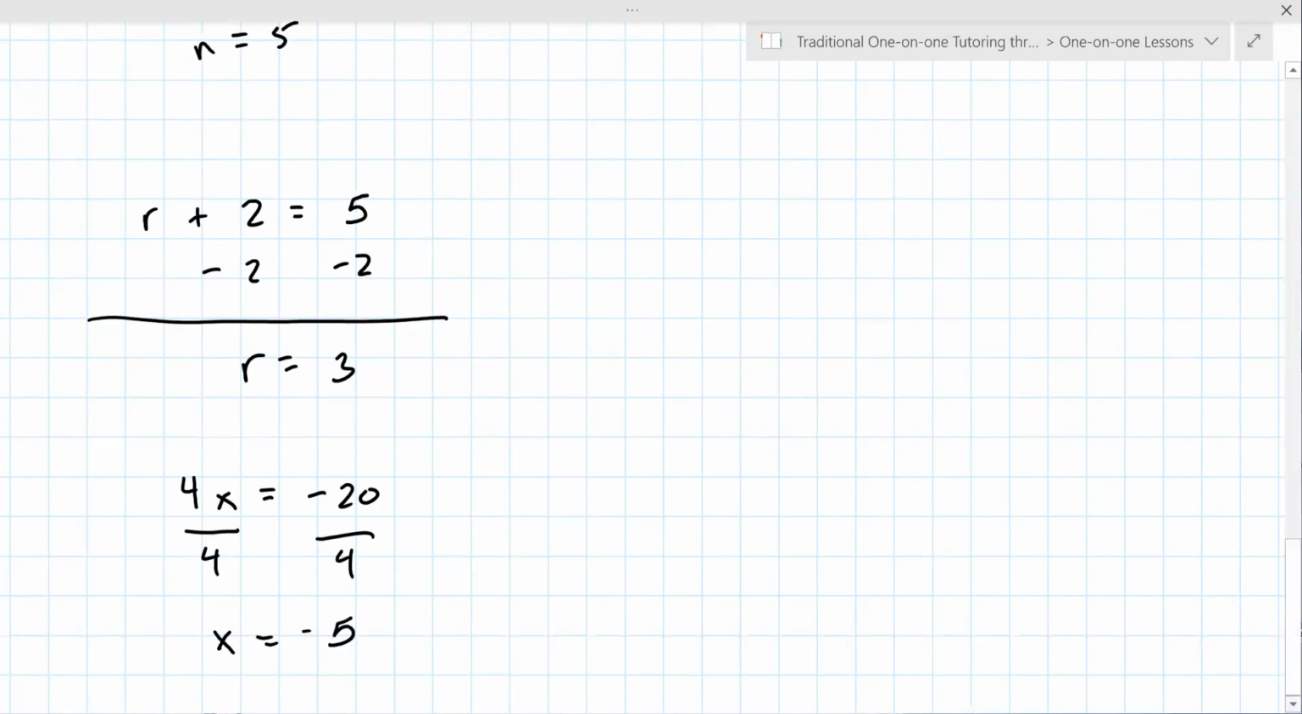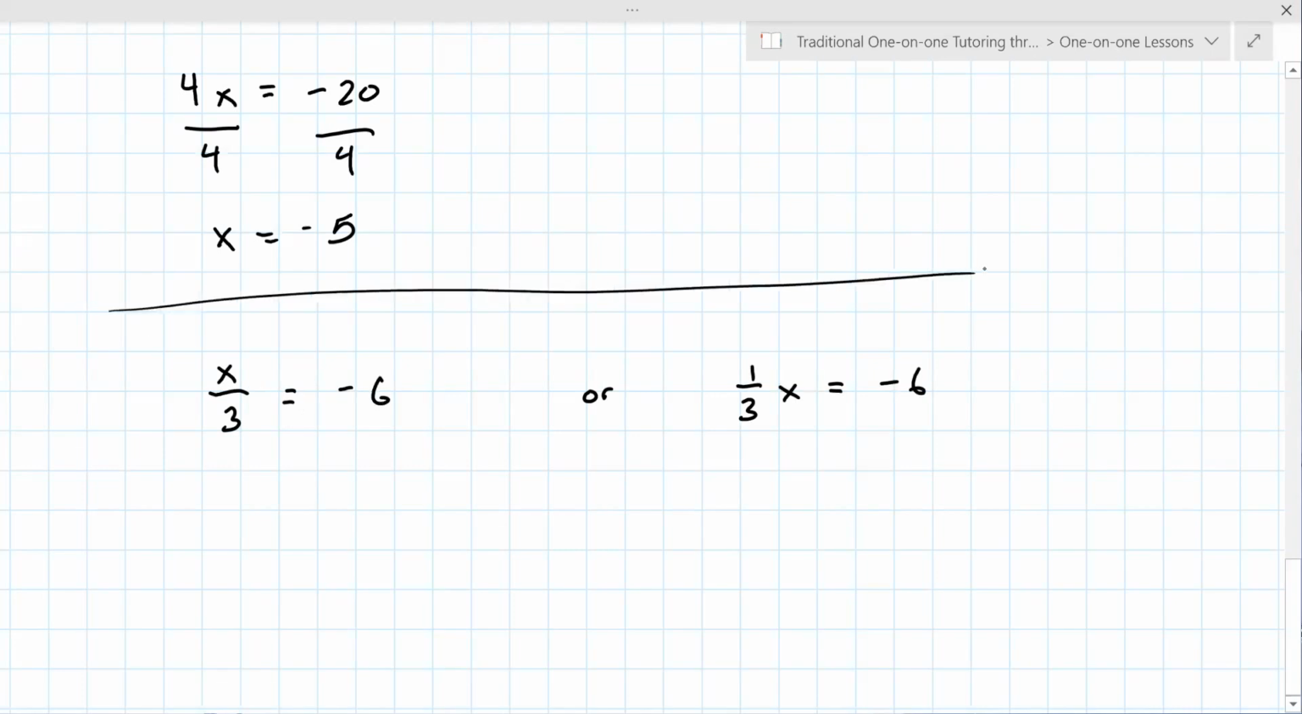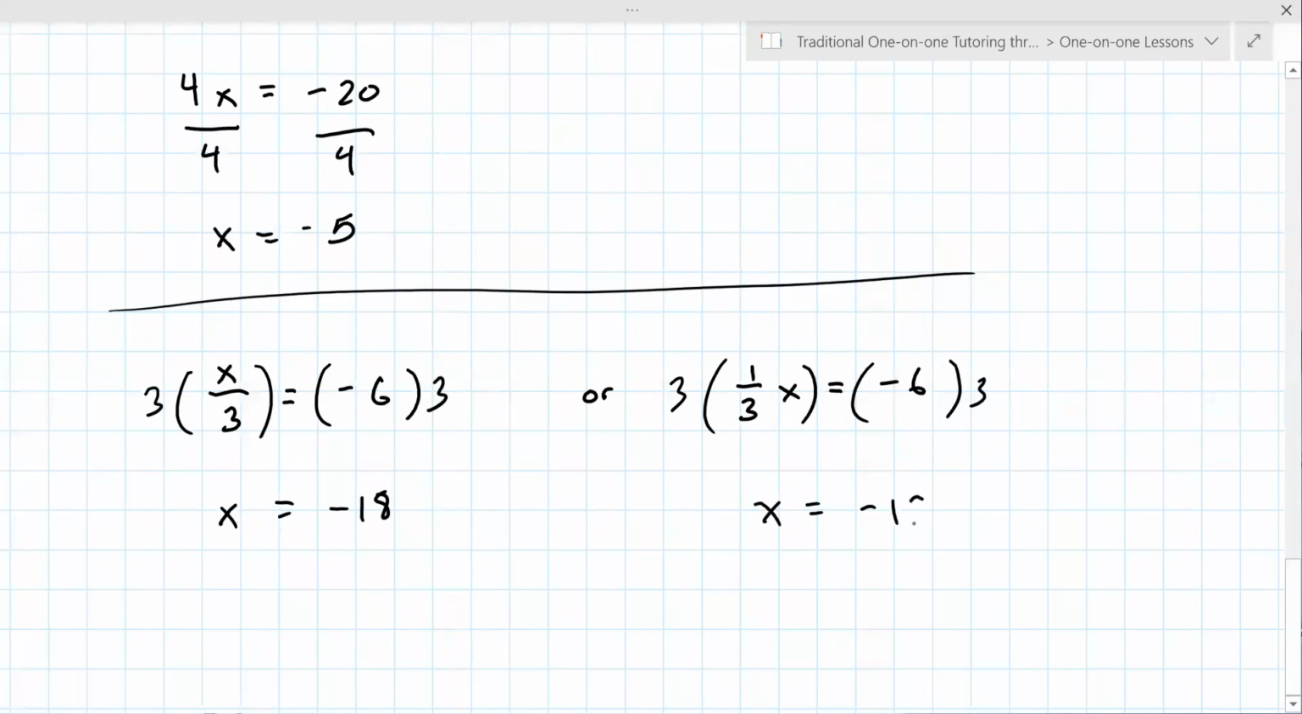So as a small variation on this, sometimes they say x divided by 3 equals negative 6, or they can write this as 1/3 x equals negative 6. These are the same, but they maybe look different to you, depending on your comfort level, but they are exactly the same. They're both division by 3, so you undo it with multiplication by 3. So on the left, it cancels. It always cancels on the left. Same thing here. You get x equals negative 18.